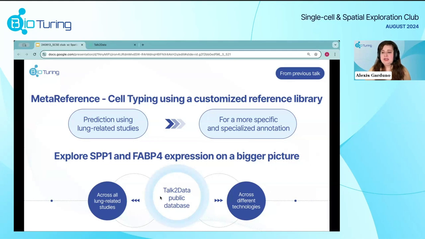To further validate the finding, we explored a bigger picture in this analysis, using a specific lung atlas that we built from the Talk2 data system. And we also looked into a very specific spatial transcriptomics data set to examine the spatial distribution of these three macrophages, or these macrophages that we identified.